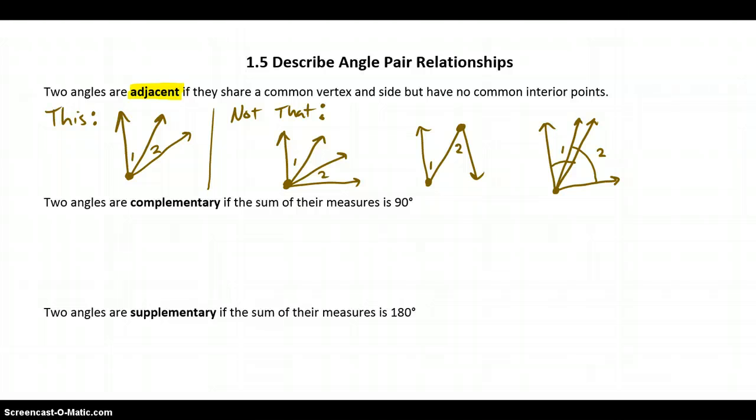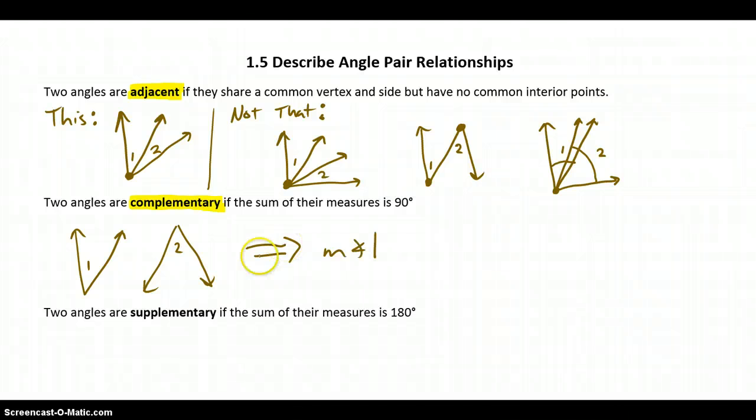Complementary angles are two angles whose measures sum to 90 degrees. So if I have two angles, I have to be able to take the measure of angle 1 and sum the measure of angle 2, and for an answer, get 90 degrees. So if I know angle 1 is like 40 degrees, angle 2 has to be 50 degrees.